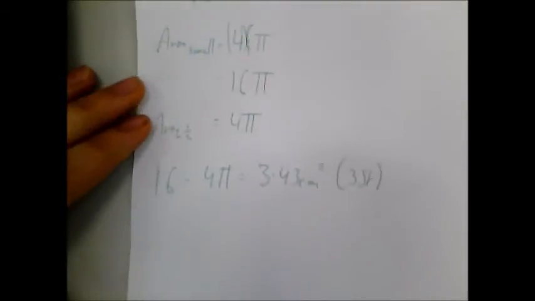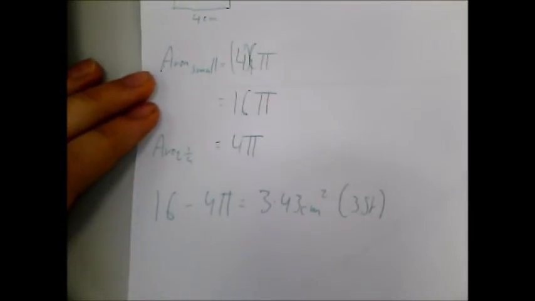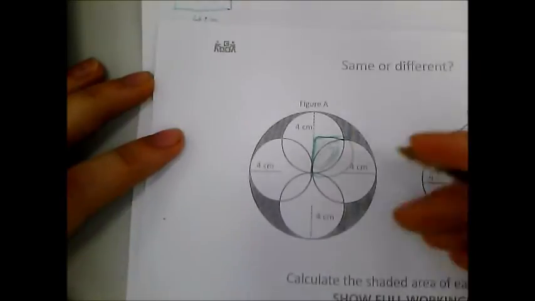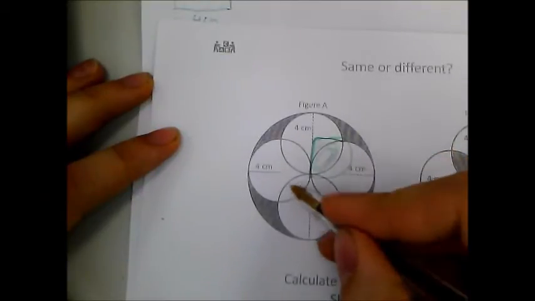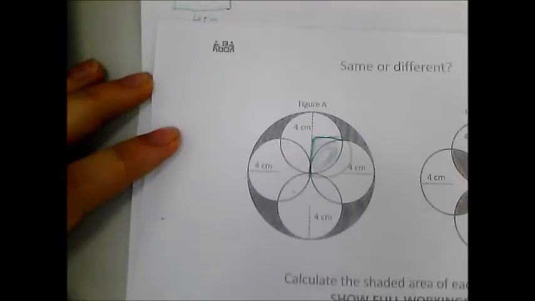At this point, I recommend you pause the video and use this stage to try and work out the area of the flower petal shape here. Because once you have this, you will then be able to start to find the area of this shaded region here. So pause the video and give that bit a go.